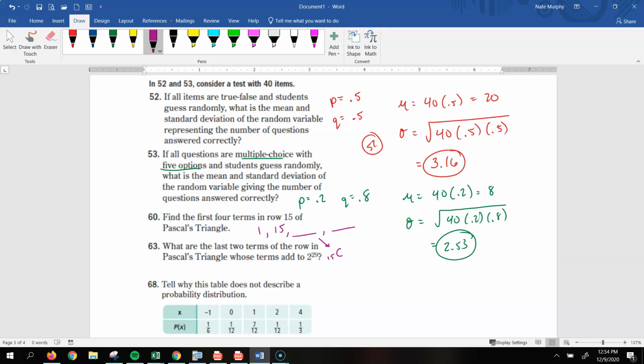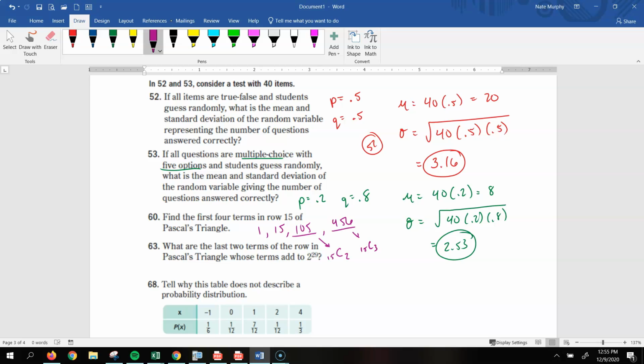Now, remember, we start out with the first term would be 15 choose 0. The second term would be 15 choose 1. So the third term would be 15 choose 2. And if you do that on your calculator, you end up getting 105 as your answer. Then that means to get the fourth term, we're going to do 15 choose 3, which would be 455. That's how you can get the first 4 terms of Pascal's triangle in row 15.